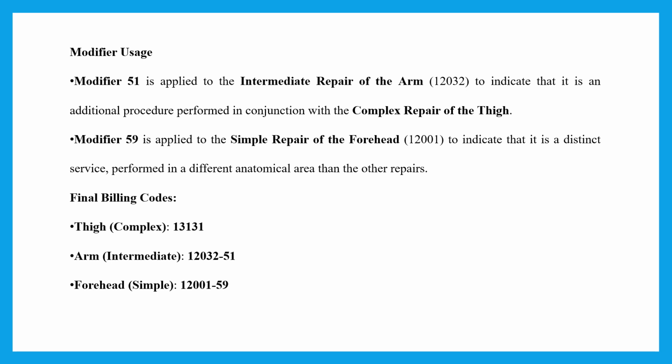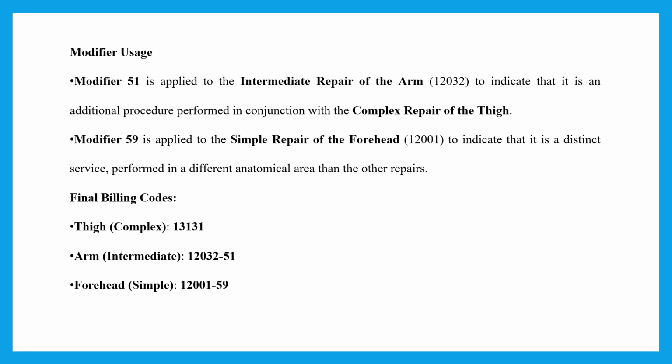59 is applied to the simple repair of the forehead to indicate that it is a distinct service performed in a different anatomical area than the other repairs. So thigh 13131, arm intermediate repair we need to attach modifier 51, and forehead modifier 59 to specify that it is a distinct service. Okay. So anyhow, it is a way to search for the codes. In your option, just look for 51 and 59 modifier carefully.